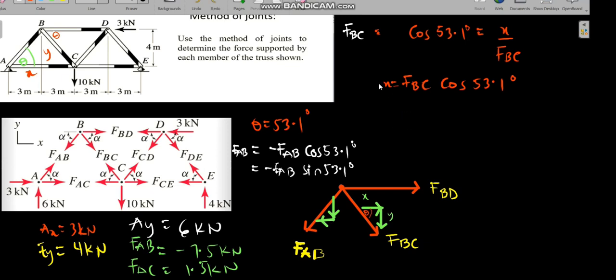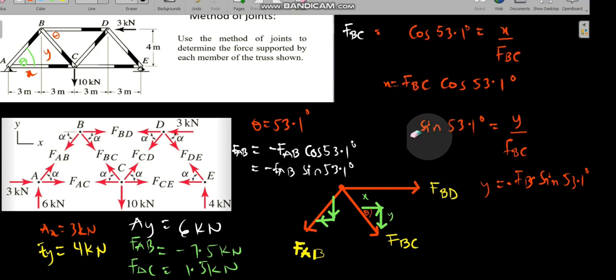Let's solve for the y component too. It is the opposite side, so sine of the angle 53.1 degrees equals the opposite, y, over the hypotenuse, FBC. So the y part will be FBC sine of 53.1 degrees. But in this case, the y part is moving in the direction opposite to the positive y axis, so it becomes negative.